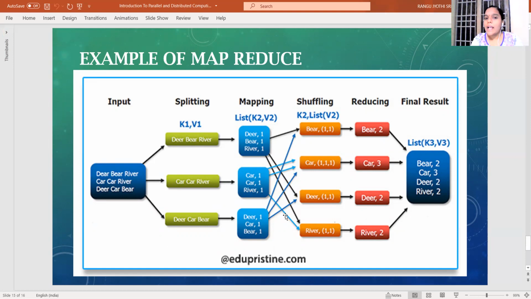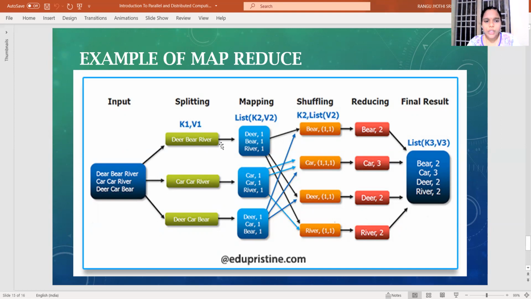As I said earlier, the main job of the mapping phase is to read the data line by line from the input and note the frequency of each word occurring on the line. For example, if you take the line deer, bear, and river, the main job of the mapping phase is to read and count the frequency of each word. So it will count the frequency of the word deer. How many times did it occur? One time. So it will note that.